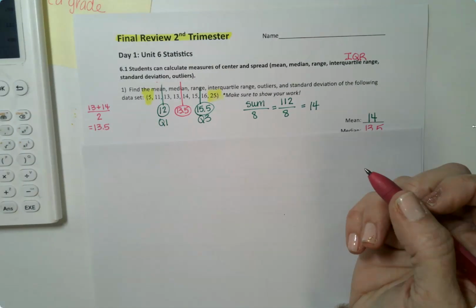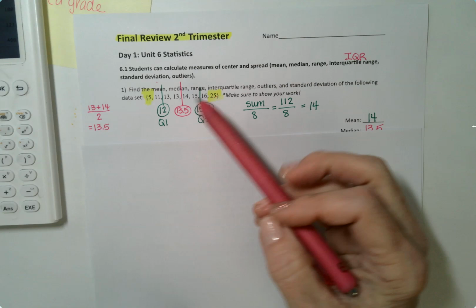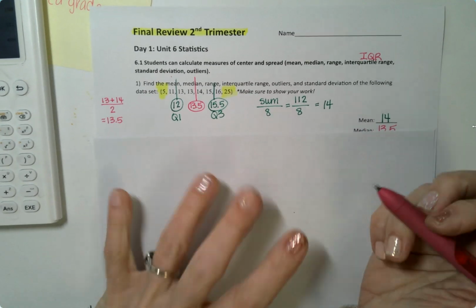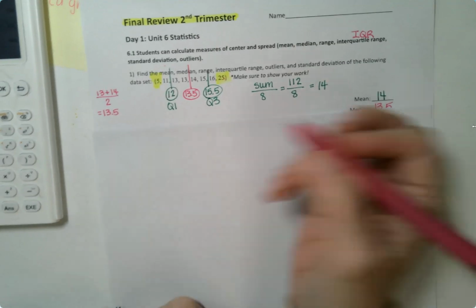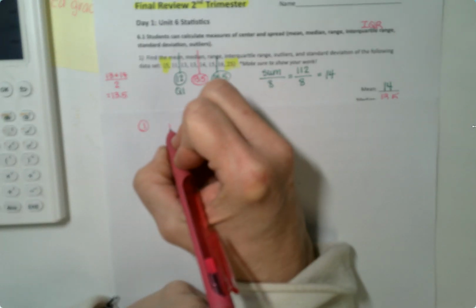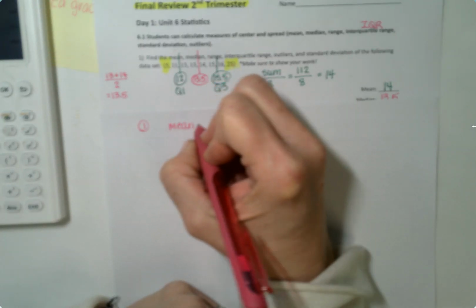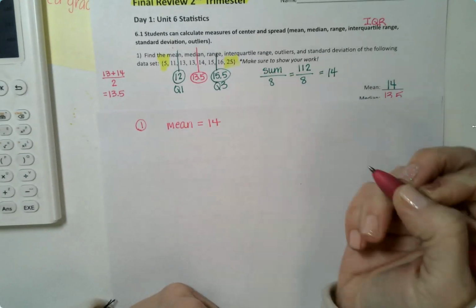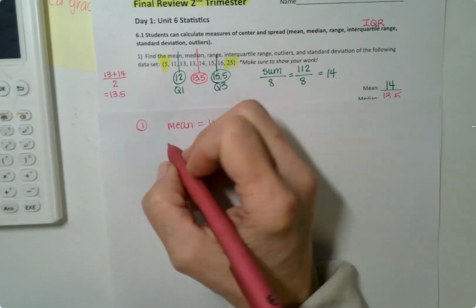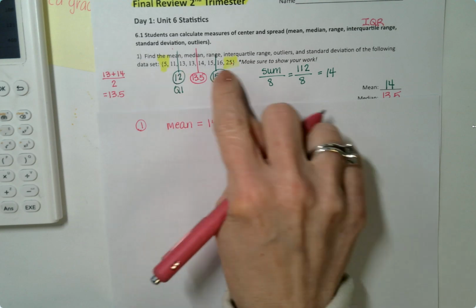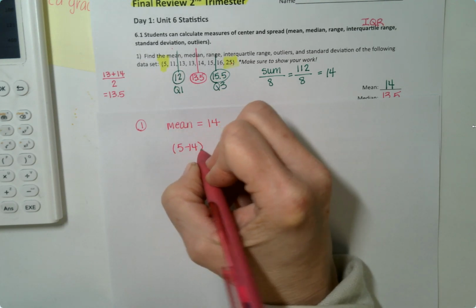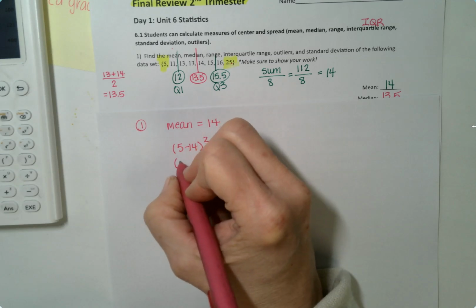Okay, so the next thing we have to do for this front page is find the standard deviation. I'm going to do it here on this blank paper. For number 1, the first thing we're going to do is write down our mean, which is the average. Next, I'm going to take all of these data points, so 5 minus 14, and square it.